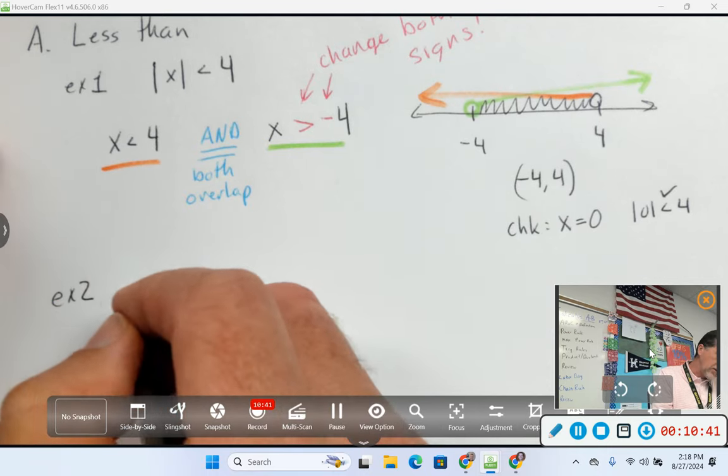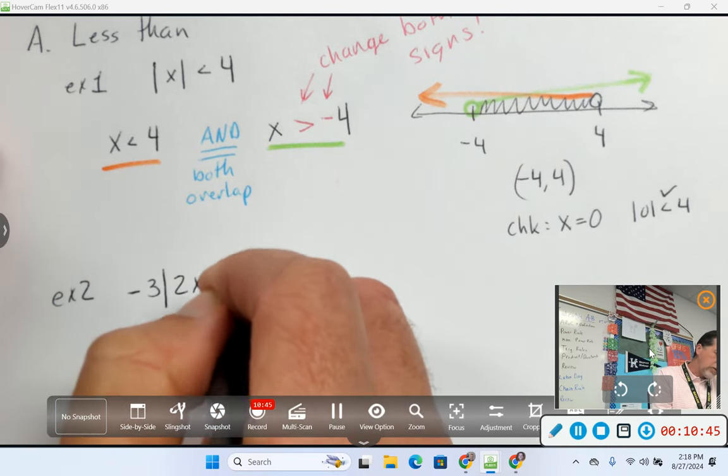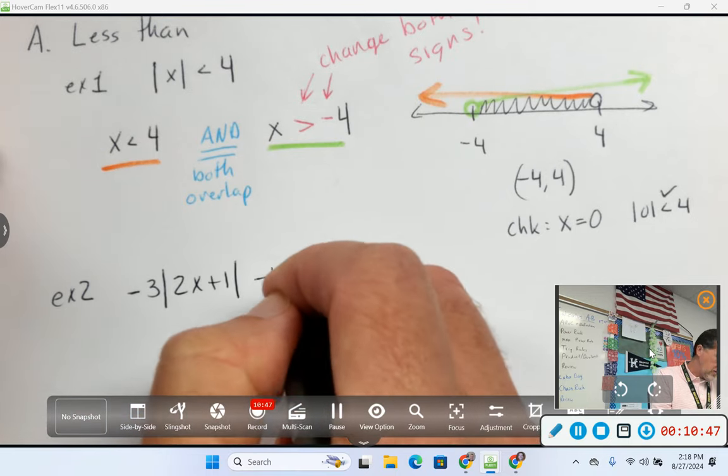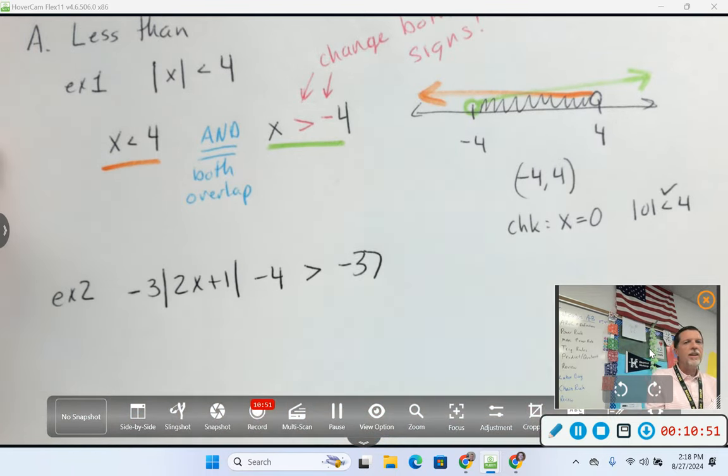Let's do another one that's a little bit more complicated. Negative 3, absolute value, 2x plus 1, minus 4, greater than negative 37. Well, right away you should be asking yourself, or maybe even asking me, any guesses on why this is in the less than section when that's clearly a greater than sign? Why is it going to flip?